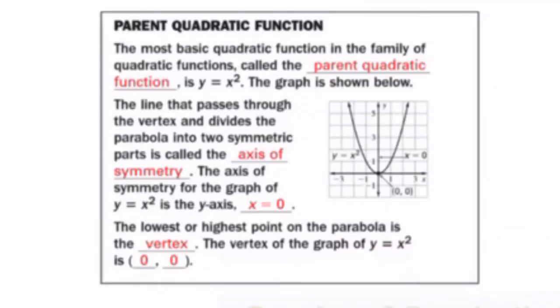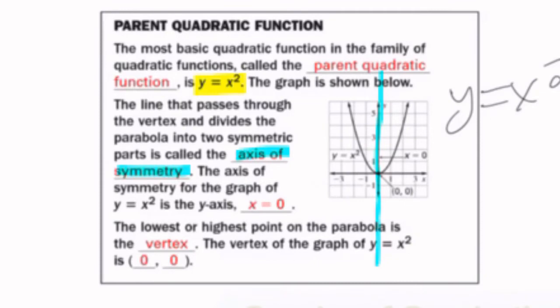The most basic quadratic function in the family of quadratic functions is called the parent quadratic function, y equals x squared. The graph is shown. The line that passes through the vertex that divides the parabola into two symmetric parts is called the axis of symmetry. The axis of symmetry of this parent function is the y-axis. Another name for the y-axis in graphical terms is x equals 0. So your axis of symmetry is x equals 0. It'll always be x equals something that creates a vertical line.